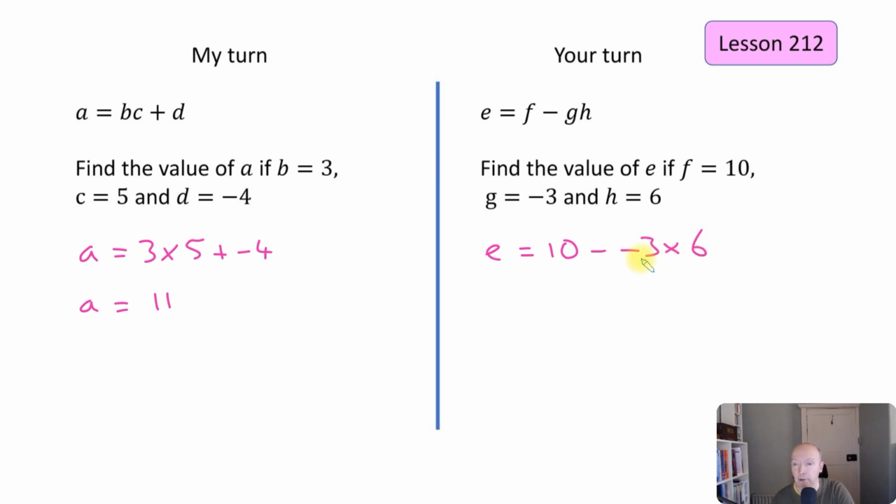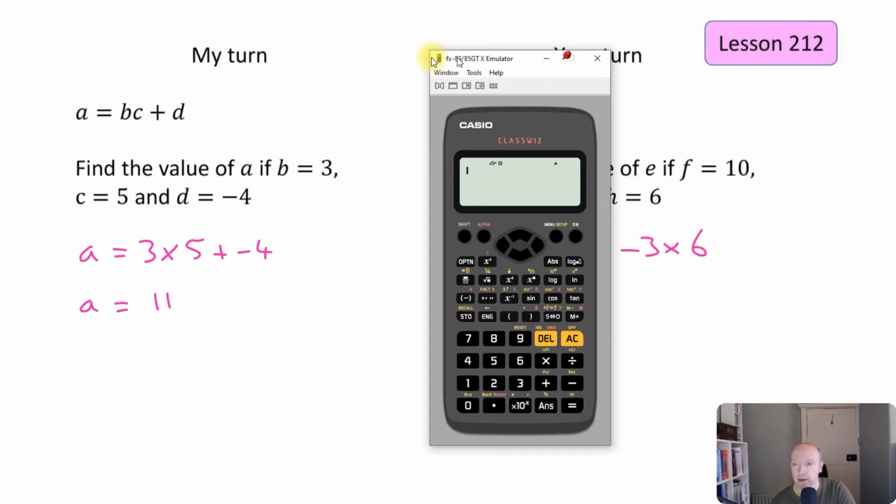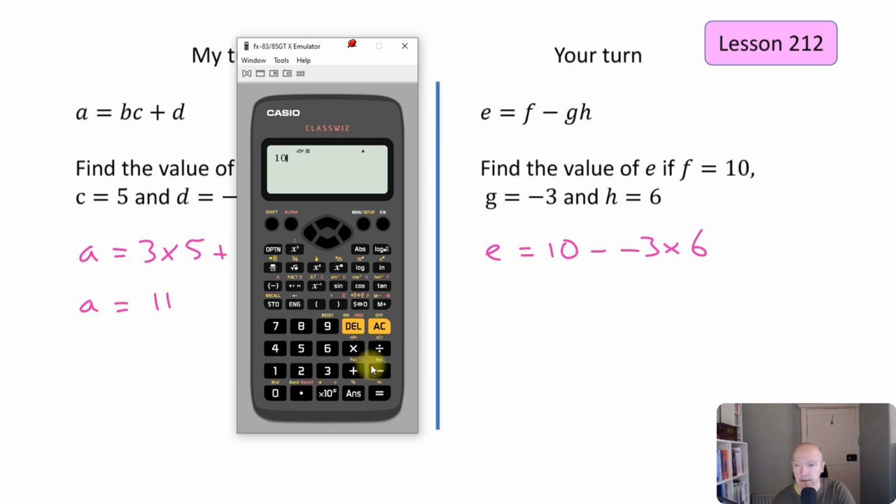So you've got to be really careful with negatives that you don't accidentally miss one, particularly when there's 2 in the question. Right, let's grab a calculator for that. So that's 10, take minus 3 times 6, grab my calculator, press equals there, and that tells me that's 28.